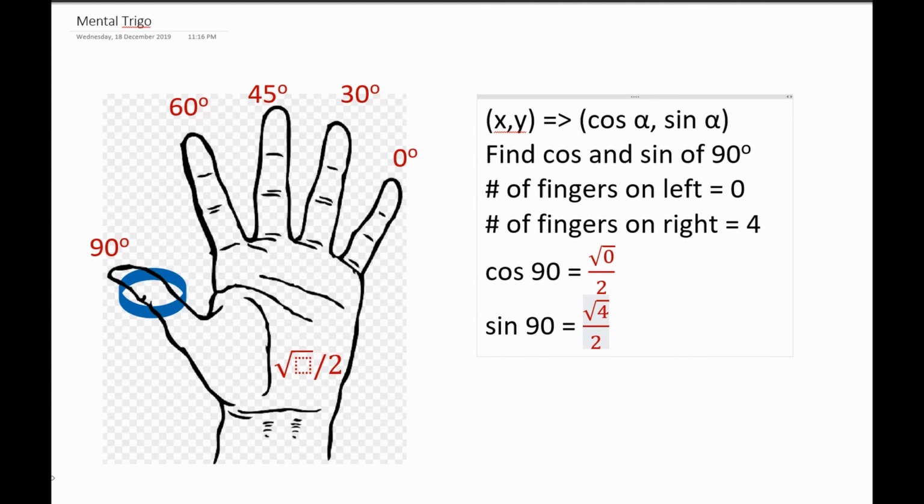If we simplify them, we will have this. The square root of 0 is just 0, so the cosine of 90 degrees is 0. And the sine of 90 degrees is square root of 4 over 2, which simplifies to 2 over 2. If we cancel 2 and 2, we will have 1.